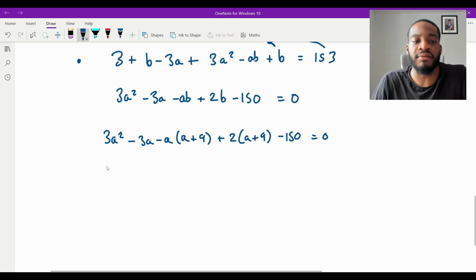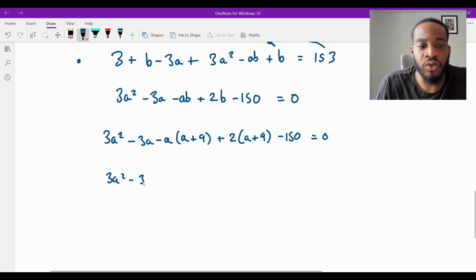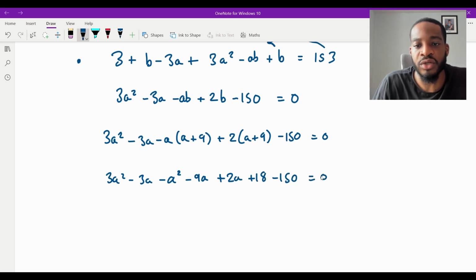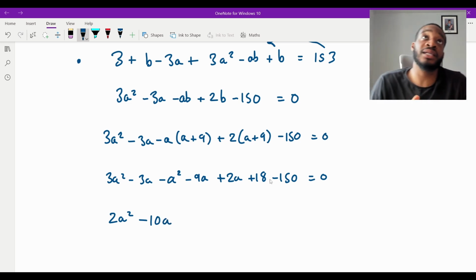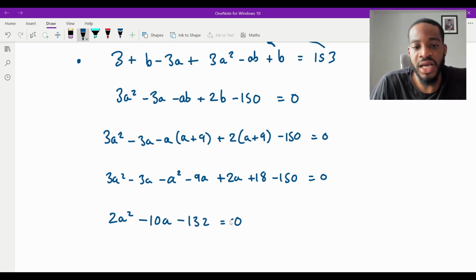So let's expand and simplify. 3a squared minus 3a, that's going to be a minus a squared. That's going to be a minus 9a. That's going to be a plus 2a. It's going to be plus 18. And then that's going to be minus 150, and that's going to equal 0. Tally it up a bit more. 3a squared and then a squared will be a 2a squared. I've got minus 3, minus 9, that's minus 12. Add the 2, that's a minus 10. So we have minus 10a. And then I've got 18 minus 150. 150 take away 18 is 132, so it's going to be negative. So minus 132 is equal to 0.